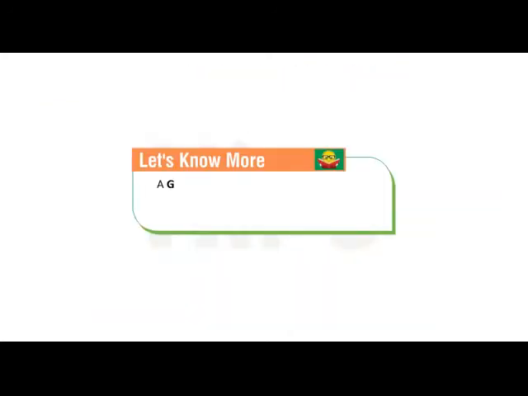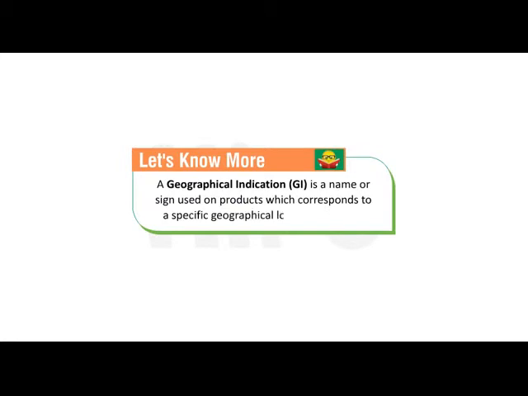Students, let's know more. A geographical indication (GI) is a name or sign used on products which corresponds to a specific geographical location or origin.